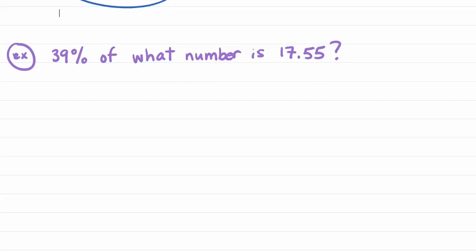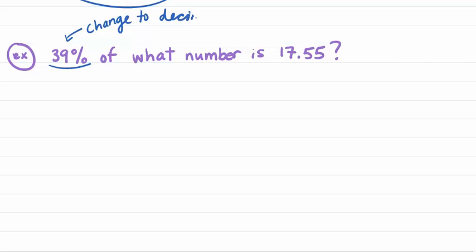39% of what number is 17.55? Okay. Here's a percent. Change it to a decimal. Okay, so that's 0.39 because the decimal place is right there. It moves to the left 2. Of means multiply. What number? Question mark. X. Is means equals. 17.55 is a number that's not a percent.